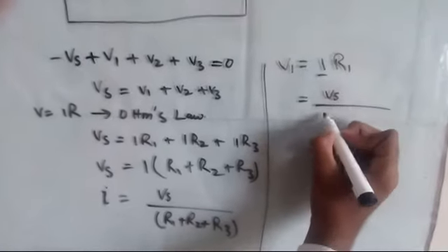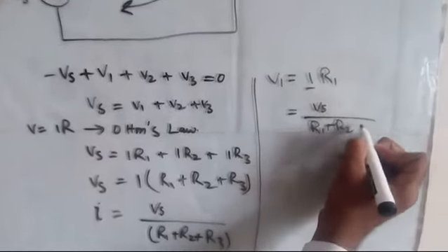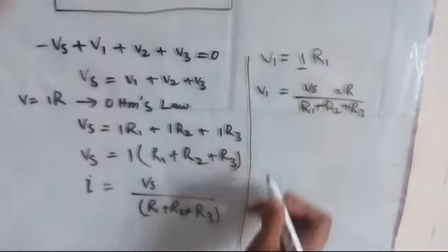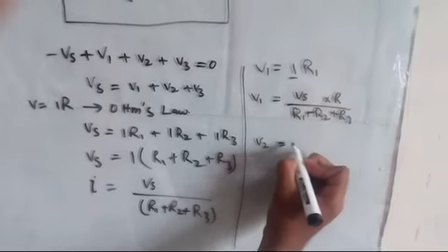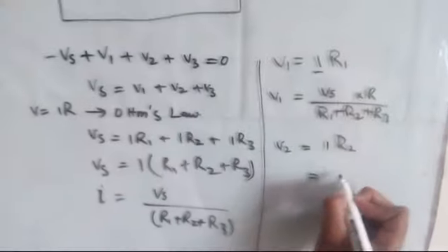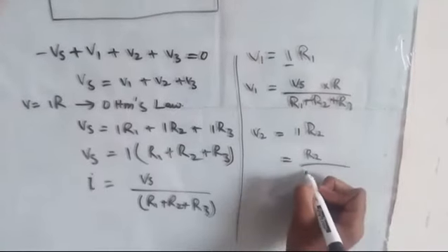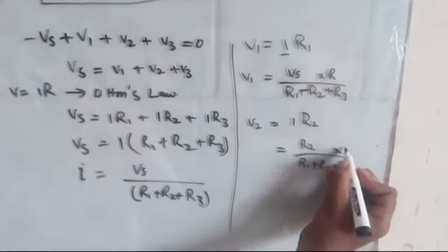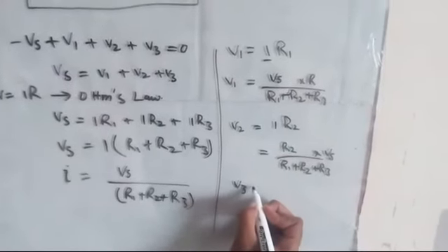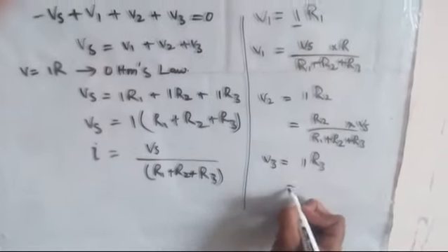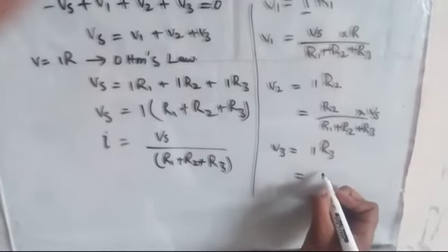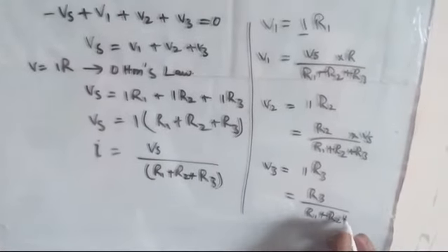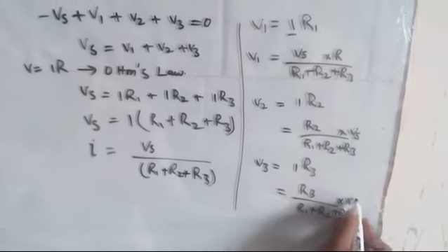V1 is equal to Vs divided by R1 plus R2 plus R3, multiplied by R1. Similarly, V2 can be defined as I multiplied by R2, which will become R2 divided by R1 plus R2 plus R3 multiplied by Vs, and V3 will be equal to IR3, and after putting the value of I, it will be R3 divided by R1 plus R2 plus R3 multiplied by Vs.